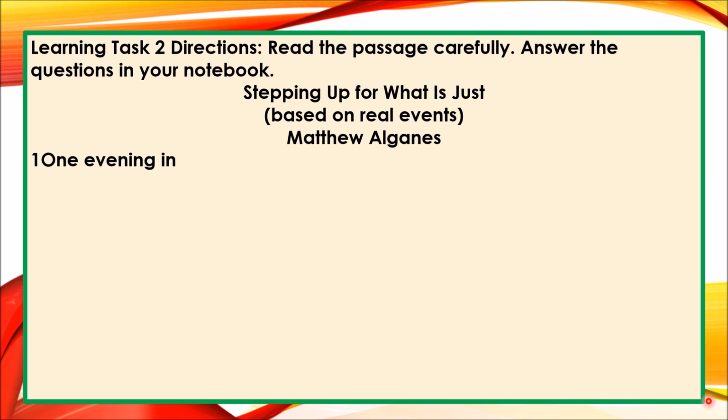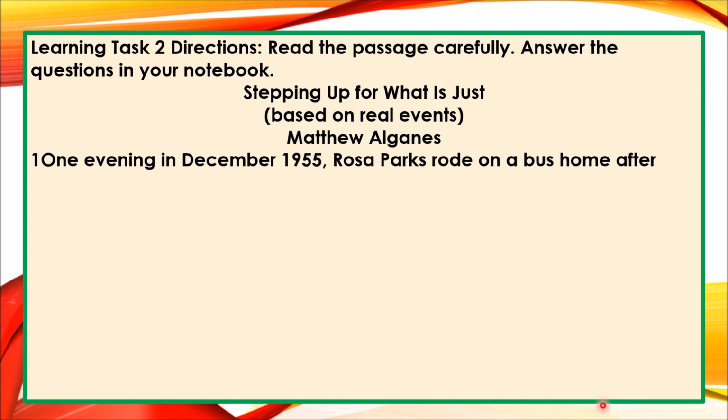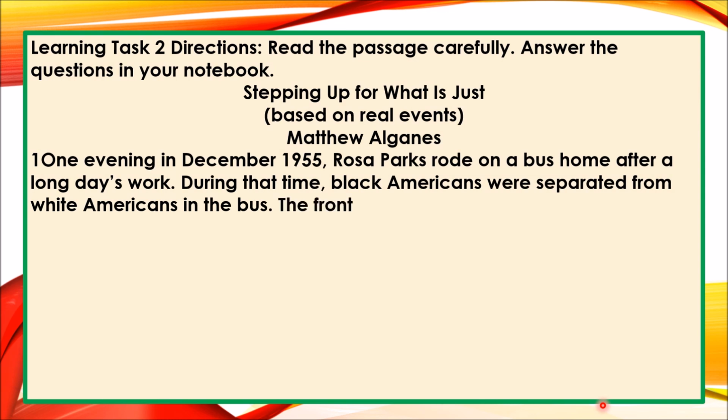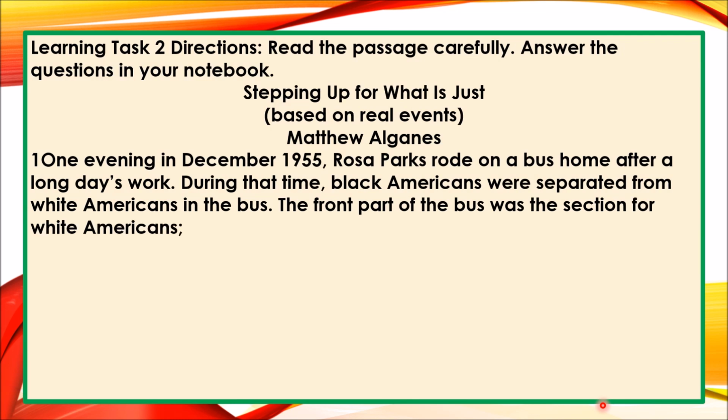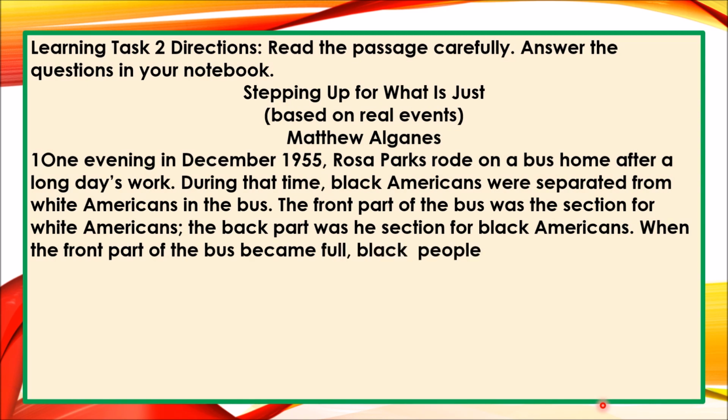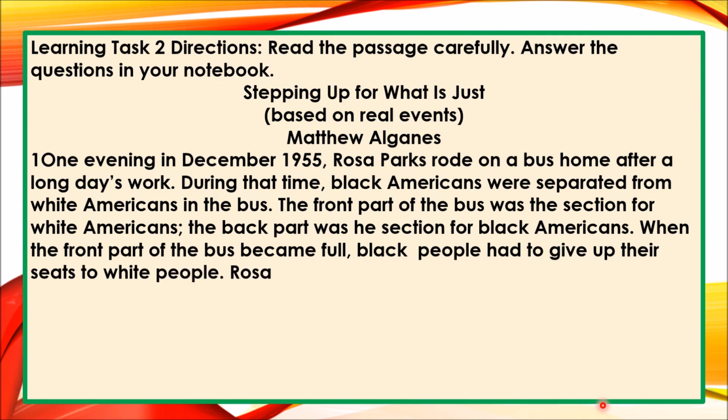One evening in December 1955, Rosa Parks rode on a bus home after a long day's work. During that time, Black Americans were separated from white Americans in the bus. The front part of the bus was the section for white Americans. The back part was the section for Black Americans. When the front part of the bus became full, Black people had to give up their seats to white people.